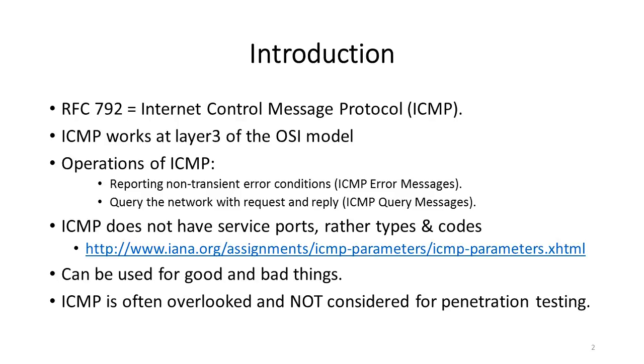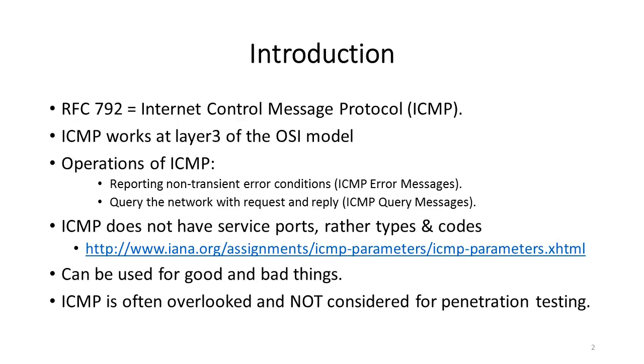ICMP has two main operations: reporting using the ICMP error messages, and the famous ICMP echo and echo reply, or different types of query messages. The difference between ICMP and other TCP/IP protocols is that it does not have any service ports. What it uses are types and codes. Each ICMP type has a different code number with it, that's usually encoded into the packet's header. If you want to learn more about the different codes and types, there's a link from IANA.org where you can take a look at that.